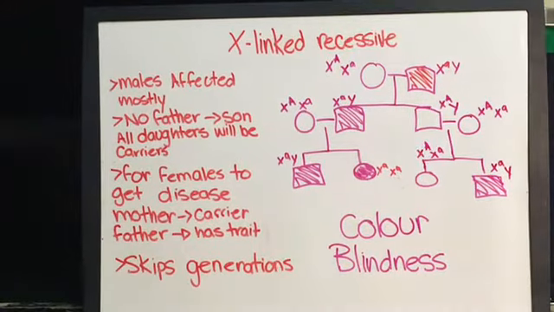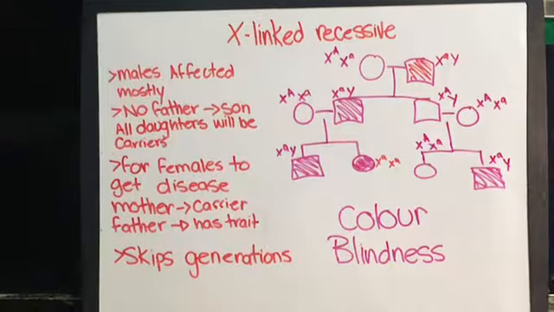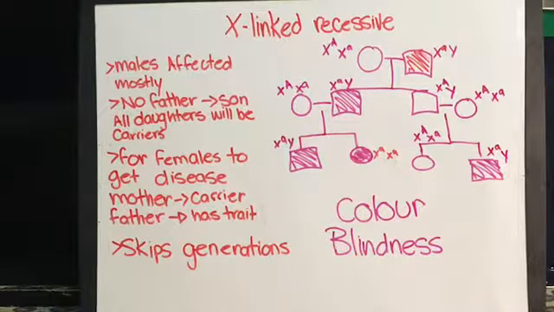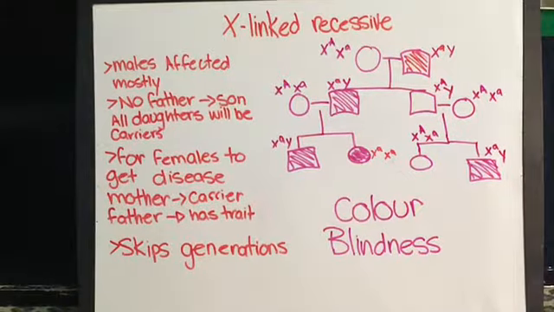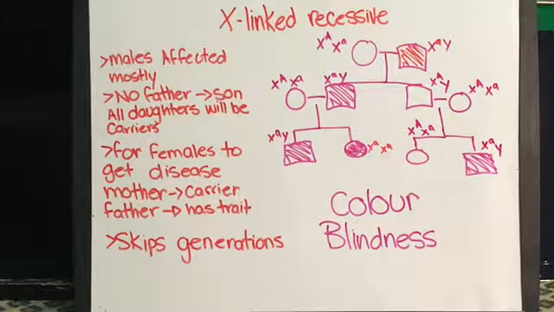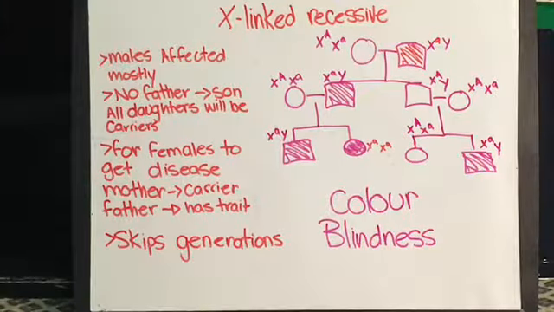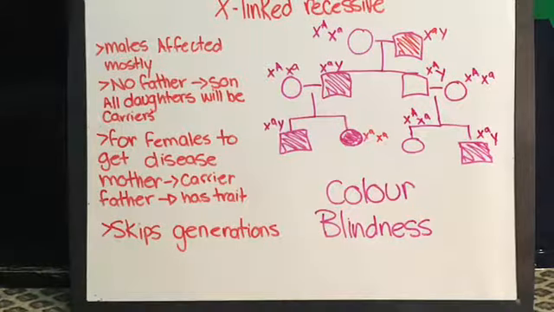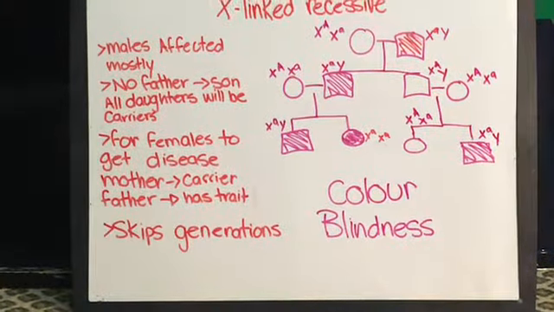Thirdly, we're doing X-linked recessive. This affects males mostly, and with an affected father, it cannot be passed down to his son, and all the daughters will be carriers. For females to get the disease, the mother either has to be a carrier or has to have the disease, and the father has to have the trait, and it also skips generations.